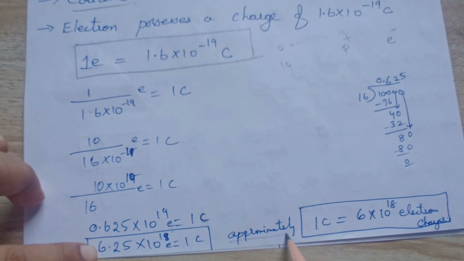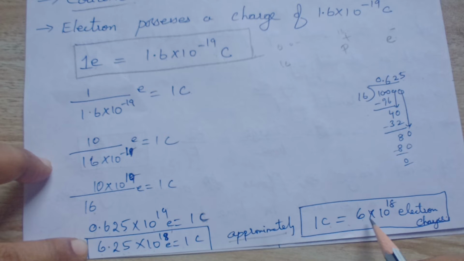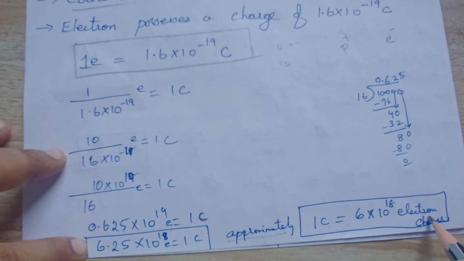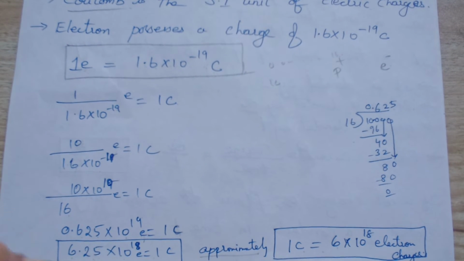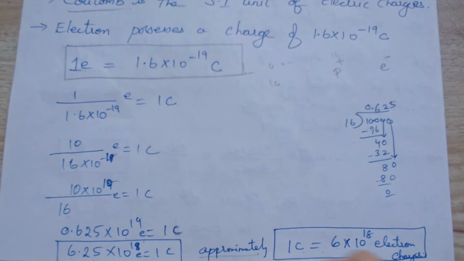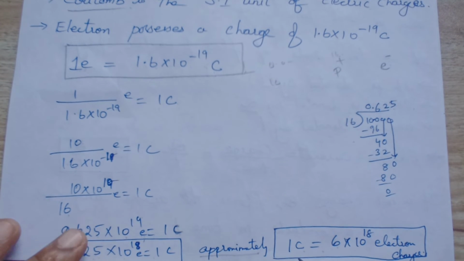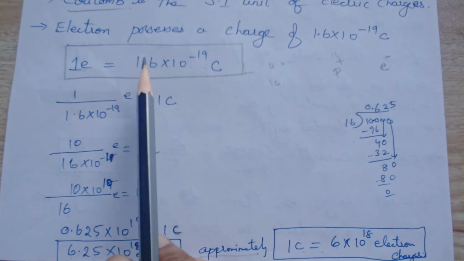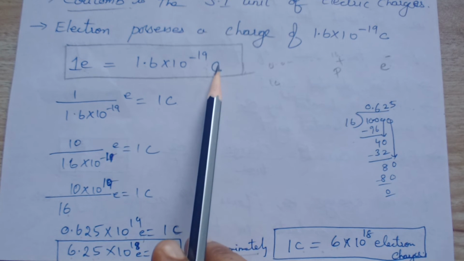So we can approximately write 1 coulomb equals 6 into, instead of 6.25 you can write 6 into 10 to the power of 18 electrons' charge. The charge possessed by 6 into 10 to the power of 18 electrons. That many electrons have to combine to get the charge of 1 coulomb, because one electron contains only 1.6 into 10 to the power of minus 19 coulomb.